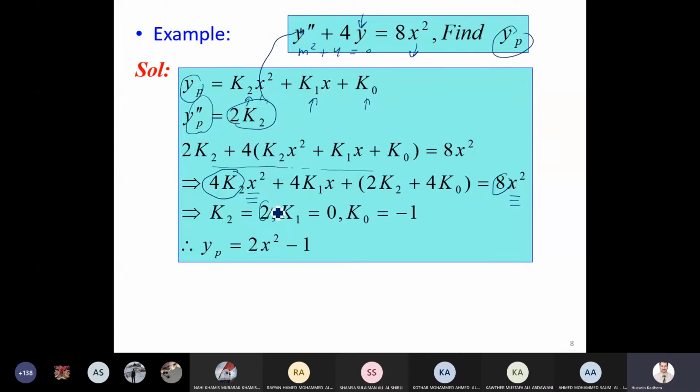I get k2. Now there is no x here, so it means plus 0x. So 0 should equal 4k1. It means k1 is 0. There is no constant, so it means plus 0. So this part should equal 0. I have k2, let me find k0. When I got them, I come back here to substitute for k0, k1, k2. This is the particular solution.